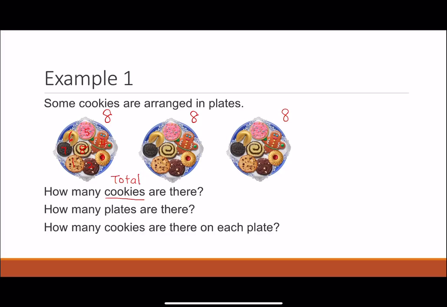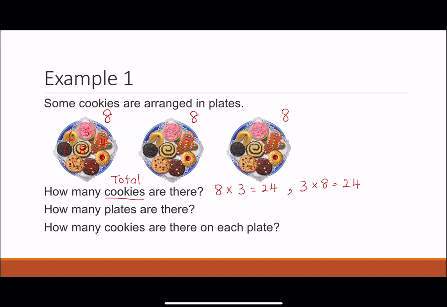We know that there are 8 cookies in each plate, and we know that there are 3 plates. To find the number of cookies, we multiply 8 by 3, which is 24. And we know that in our previous lesson, multiplying the numbers in any order will give us the same answer. So 3 times 8 will also give us 24. So there are 24 cookies. Let us proceed to the next question.